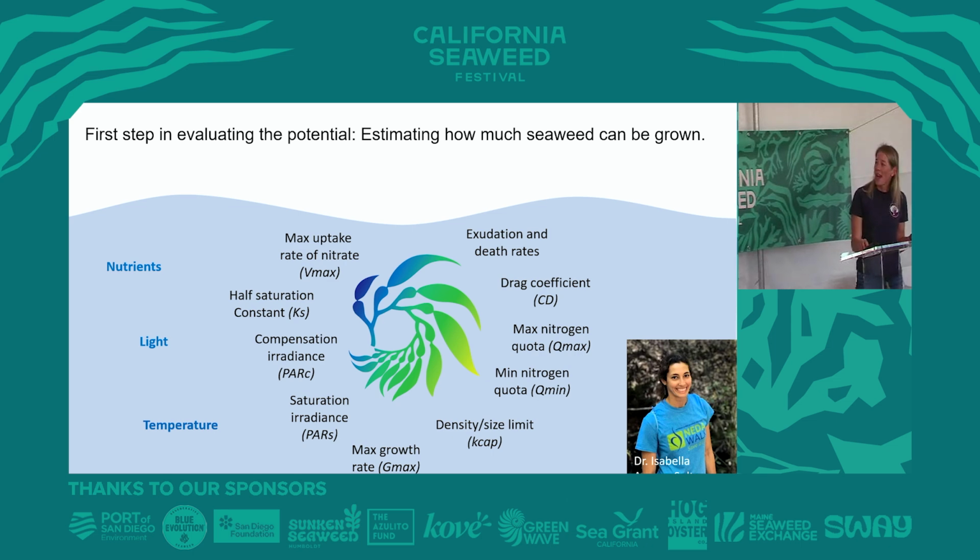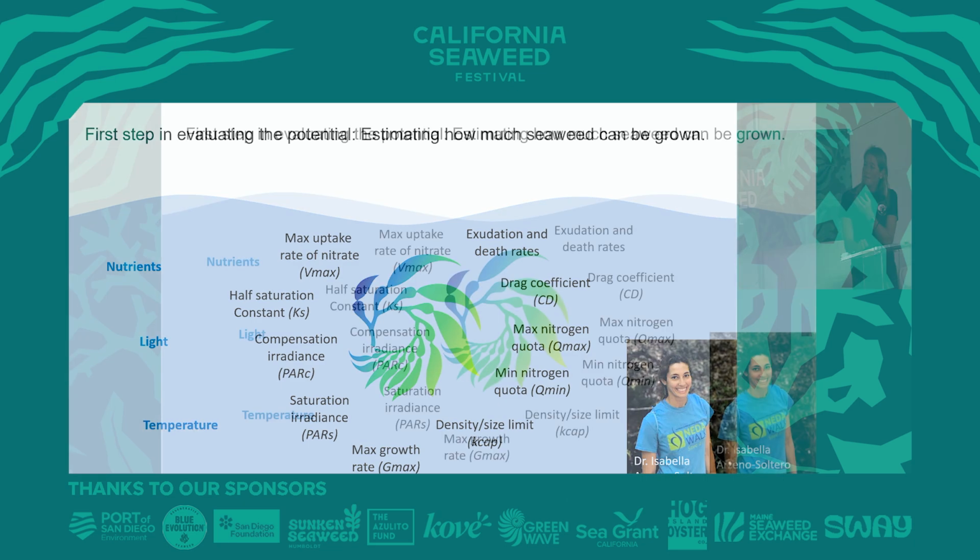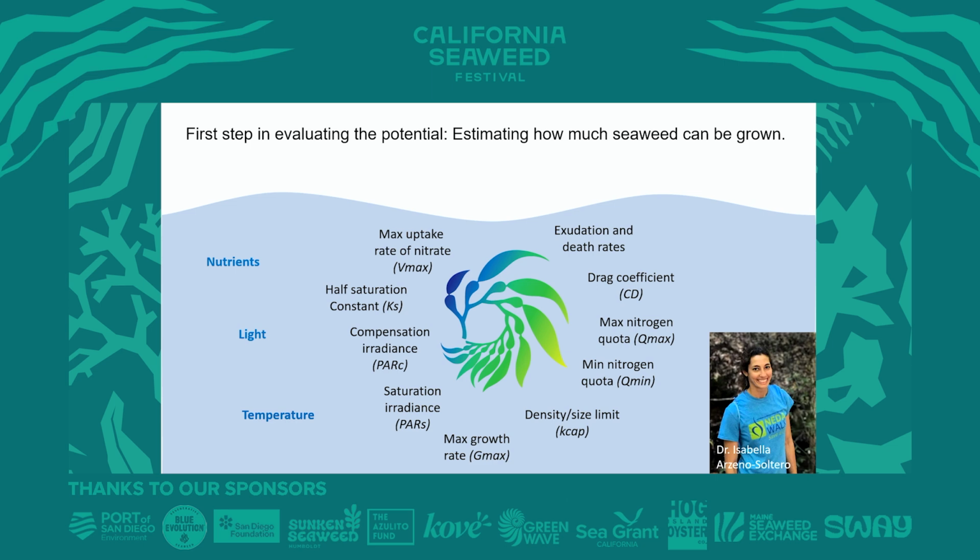And this work was led by a then postdoc of mine, but now a new professor at UCLA, Dr. Isabella Arzeno-Soltero. And she took our model and fed it with all these vital rate growth characteristics of four different kinds of seaweed: tropical and temperate red and brown seaweed species.